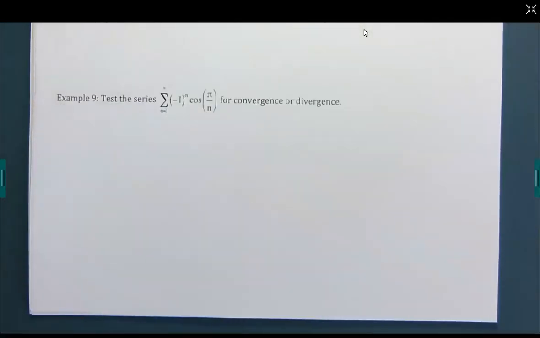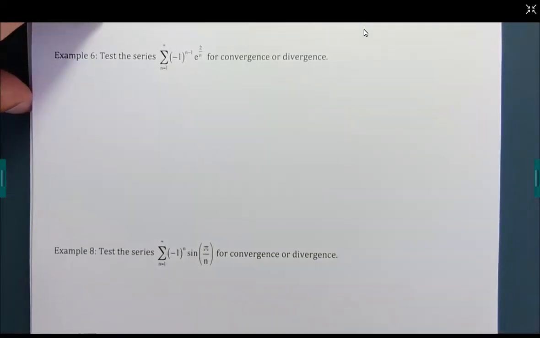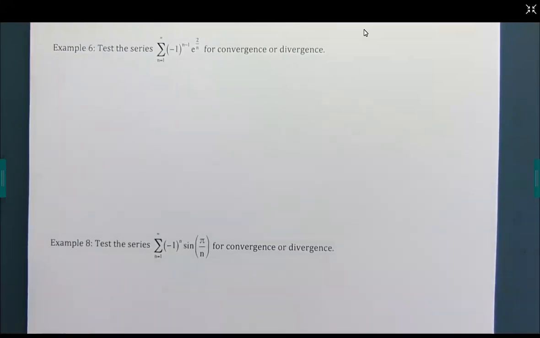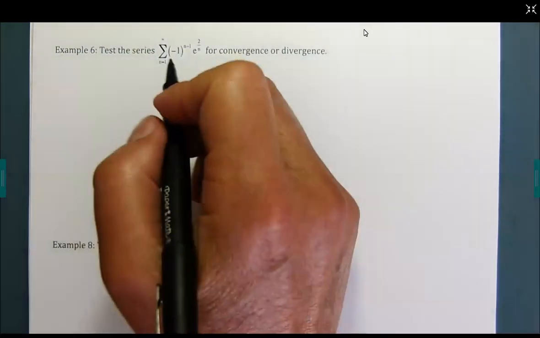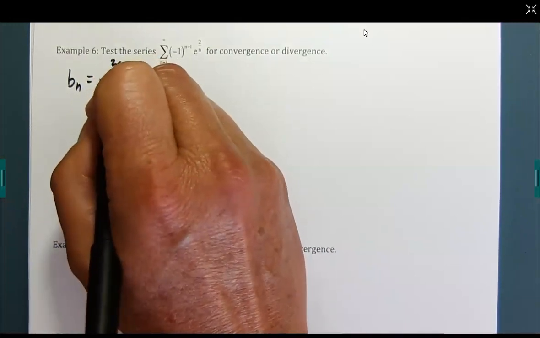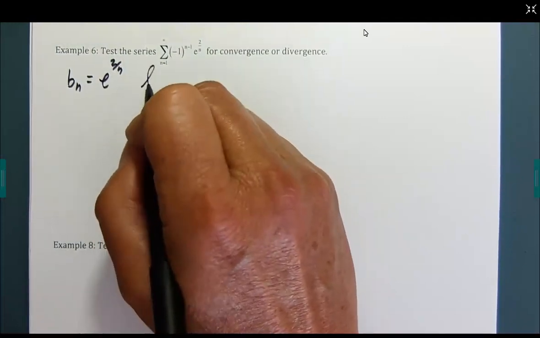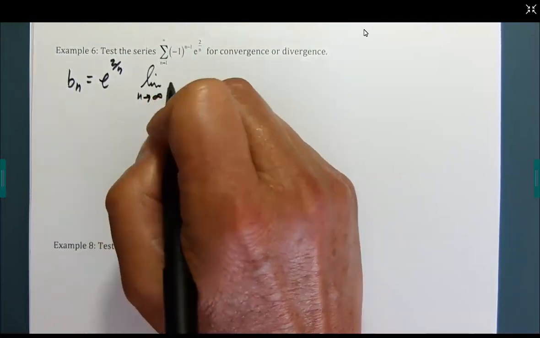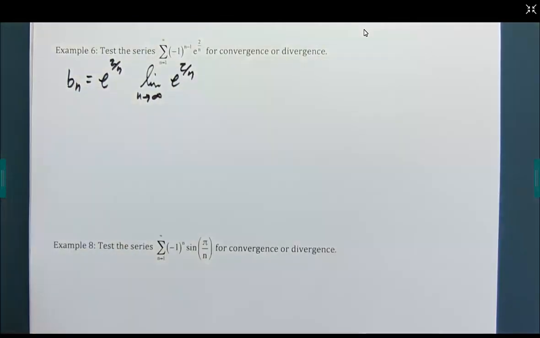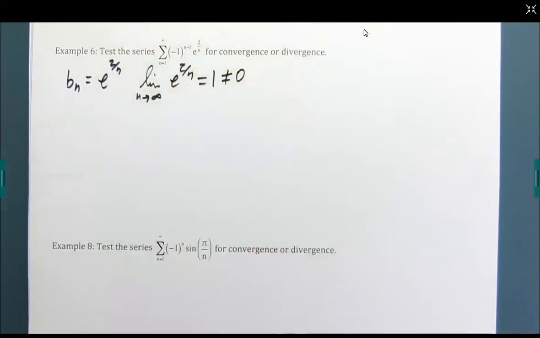All right. Just a few more examples. All right. So for this one, it looks like my b sub n is e to the 2 over n power. I'm going to note that as n gets large, that denominator goes to 0. And e to the 0 power is 1, not 0.